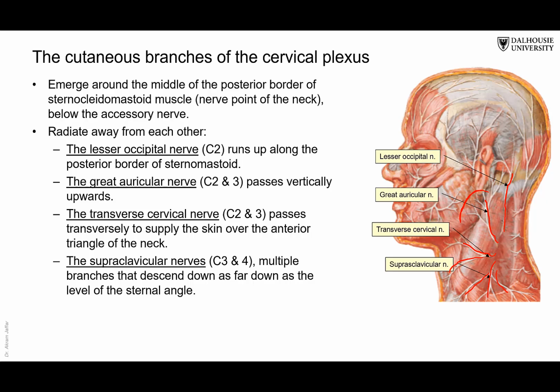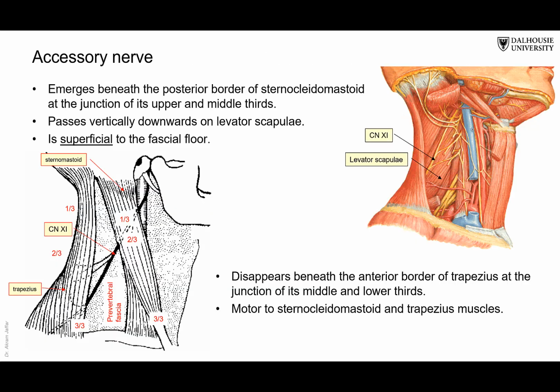And there is one point here, which is called the point of the neck, where these nerves diverge from each other. It is located midway and at the posterior border of the sternocleidomastoid muscle. And it is at this point, if you infiltrate a local anesthetic there, then you are going to block all these branches together. This point is located a little bit higher than the point where the accessory nerve will enter the posterior triangle of the neck.